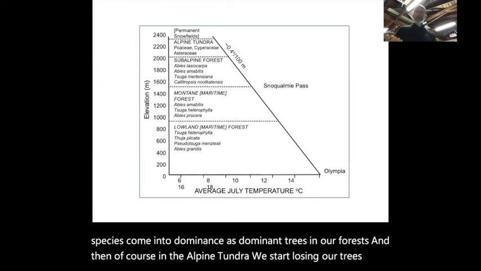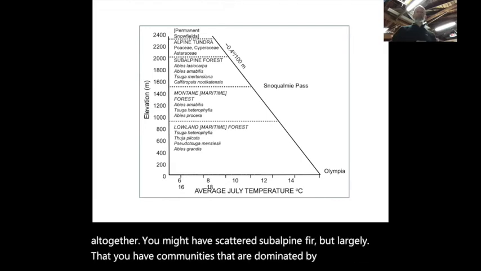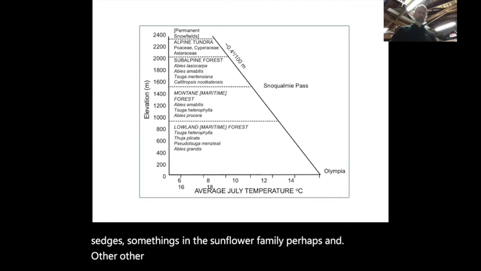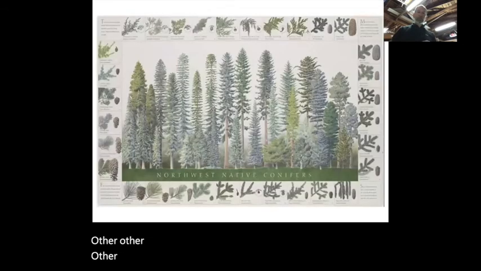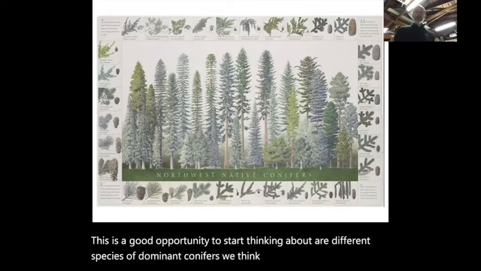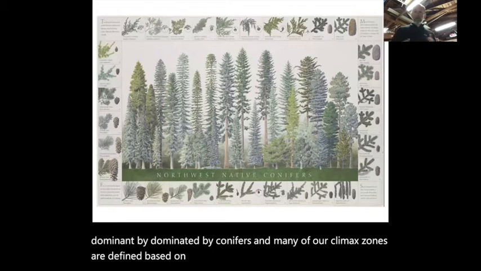You might have scattered subalpine fir, but largely you have communities that are dominated by grasses, sedges, some things in the sunflower family, perhaps, and other families of dicots. This is a good opportunity to start thinking about our different species of dominant conifers. We think of the Northwest as being dominated by conifers, and many of our climax zones are defined based on conifers. In fact, almost all of them.